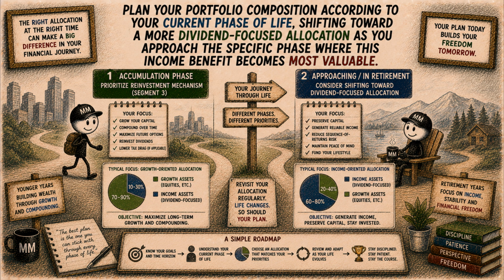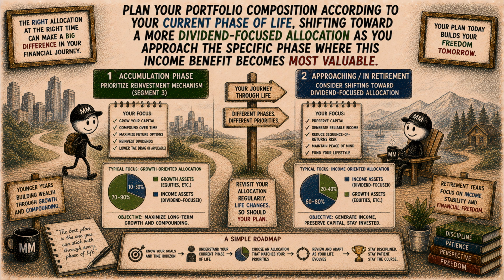Your action step. If you are still in the accumulation phase of your investing life, recognize that this particular benefit of dividend investing is less immediately relevant to your current situation than the reinvestment mechanism covered next in Segment 3, and plan your portfolio composition accordingly, potentially shifting toward a more dividend-focused allocation as you approach the specific phase of life where this income benefit becomes most valuable.